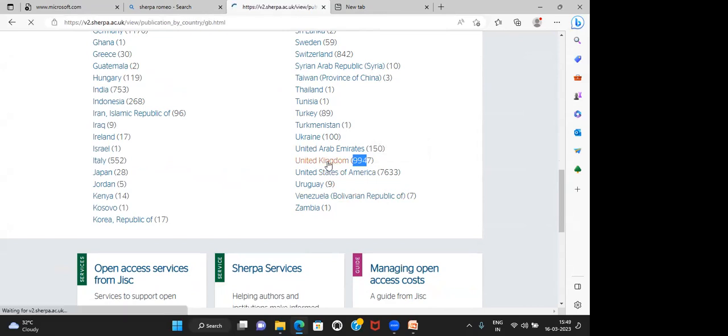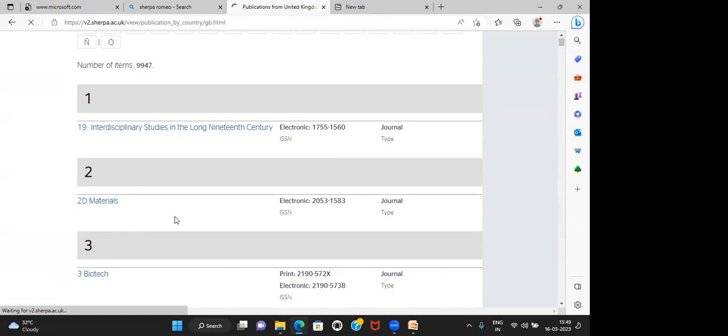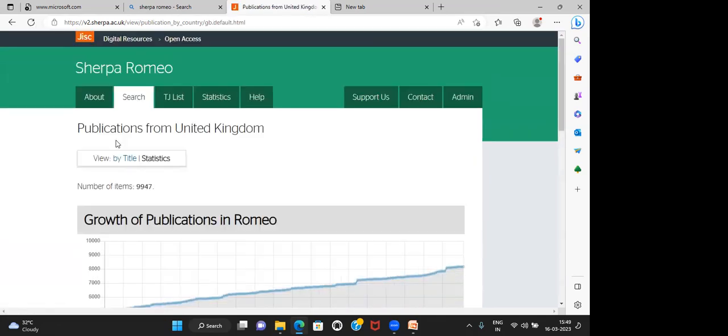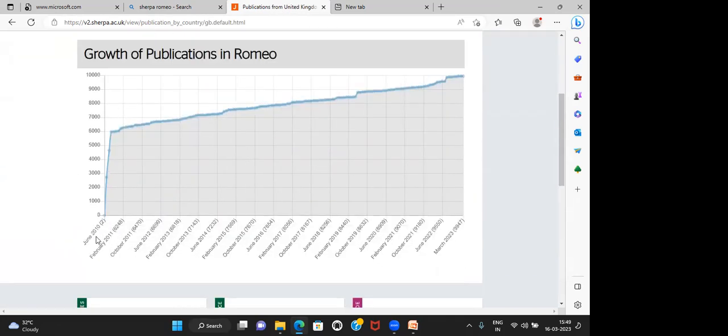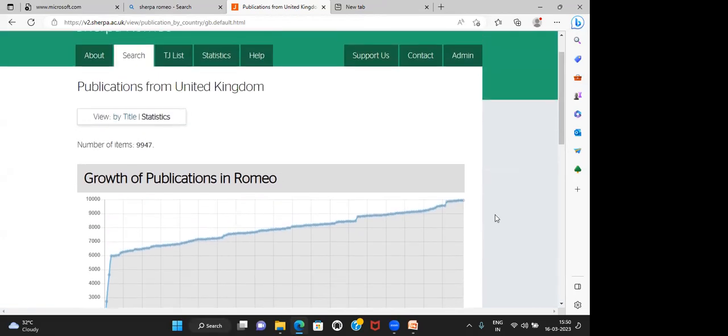Now, if we click on the UK, then we will find the total number of publications here, and all the publications are arranged alphabetically. And if we see the statistics of the UK, then we will find that in 2010 there were only two publications. Right now it has 9,947 publications. Whereas India had 11 publications in 2010, as far as I can remember, but now it became 753. So we can say that the rate of growth of publications is very fast in the case of UK and India.